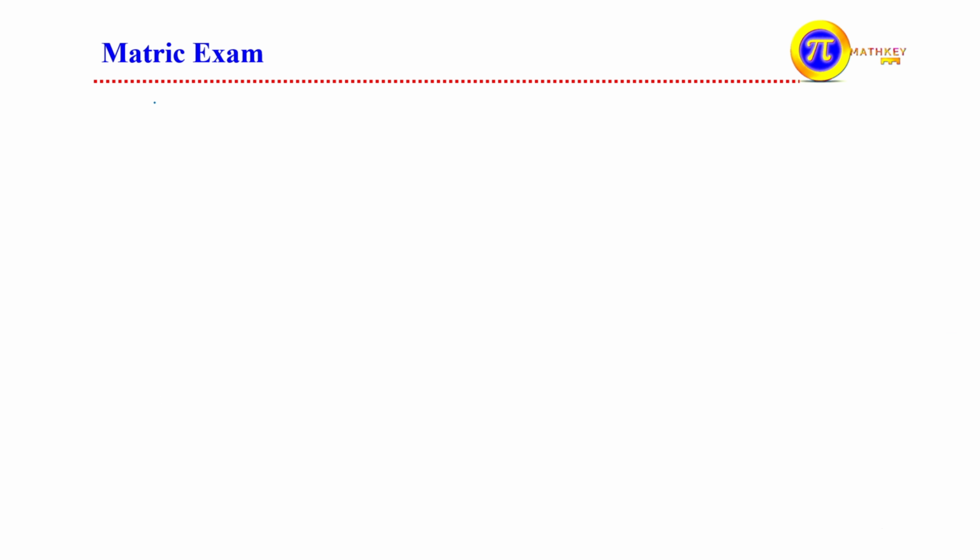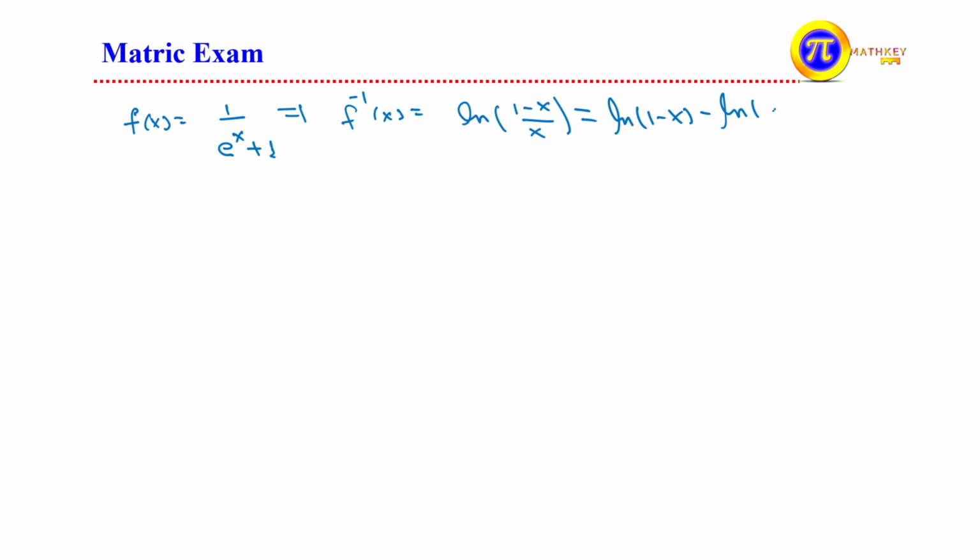Now let us consider the problem that we did before. We said f of x is equal to 1 over e to the power of x plus 1. Let's see the relation of the inverse of a given function. When we solved this, f inverse at x is equal to ln of (1 minus x) over x, which is equal to ln of (1 minus x) minus ln of x. This is the inverse of our function, f inverse of x.